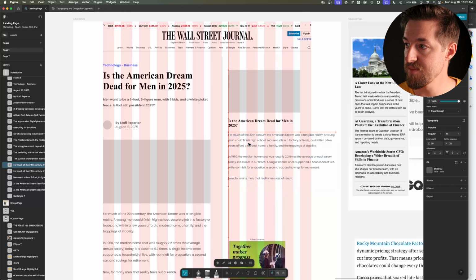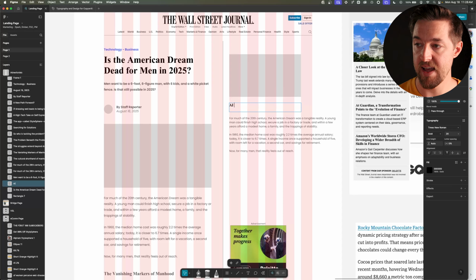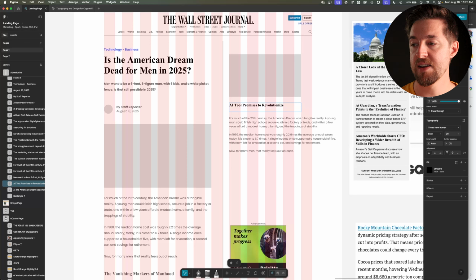So what points do we want to make here on the side? We're going to talk about AI, because it hasn't been mentioned yet. It's going to be like, AI tool promises to revolutionize the fashion industry.